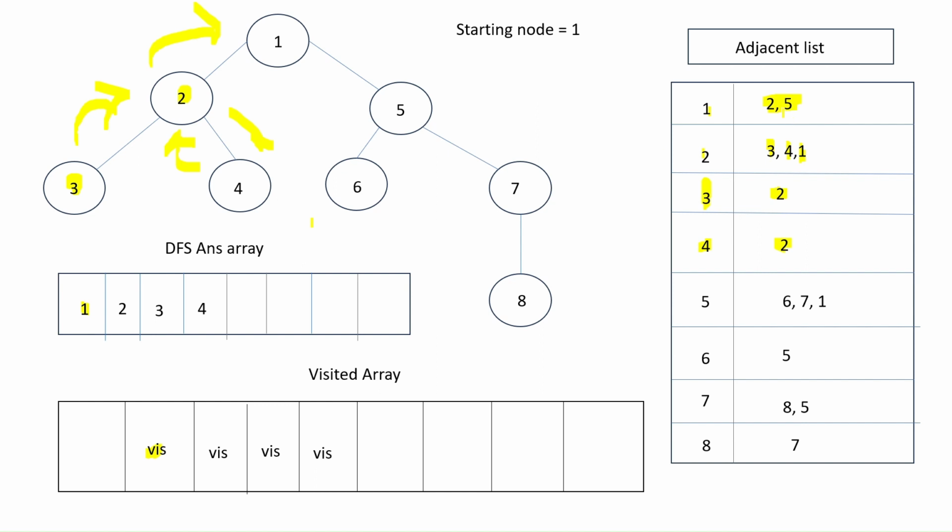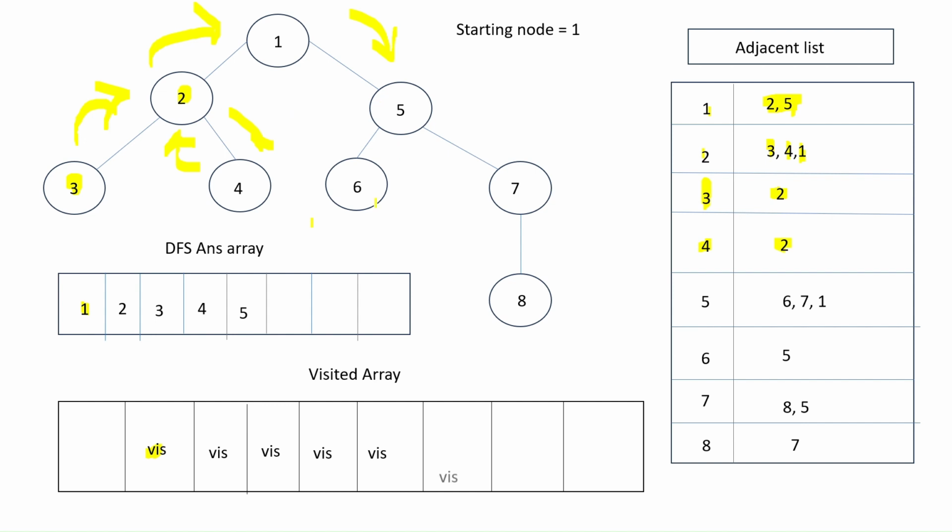unvisited with 1. I can see that 5 is the branch of 1 and it is still unvisited. So I will come down to 5, mark it as visited and put it in the answer key as well. Then in the same way we will traverse this.